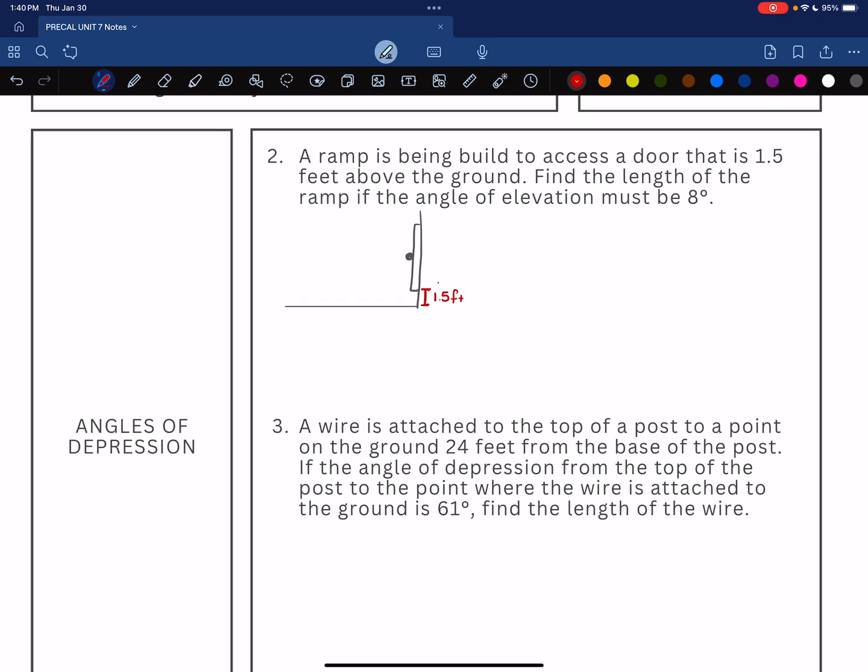And then we're trying to figure out the length of our ramp. We don't know how long that ramp is going to be, but that ramp is supposed to come up to the door.